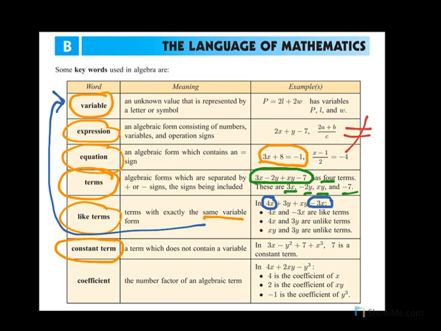The last word here is constant term. A constant term is a term that does not contain a variable. So here, 3x minus y squared plus 7 plus x cubed, our constant term is 7. 7 is constant; there is no variable with it. Last but not least, a coefficient is the number factor of an algebraic term. In 4x plus 2xy minus y cubed, 4 is the coefficient of x. 2 is the coefficient of xy. Negative 1 is the coefficient of y cubed.